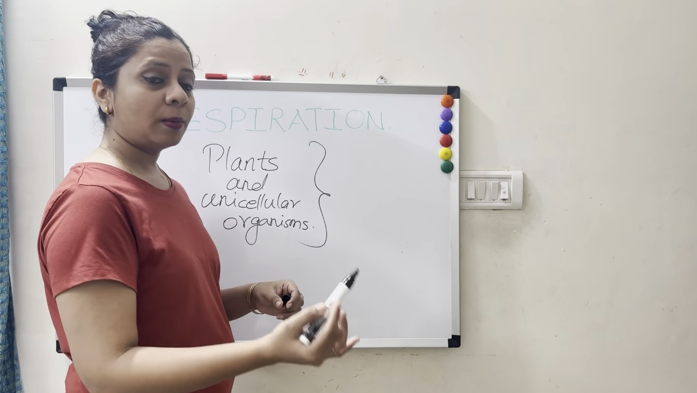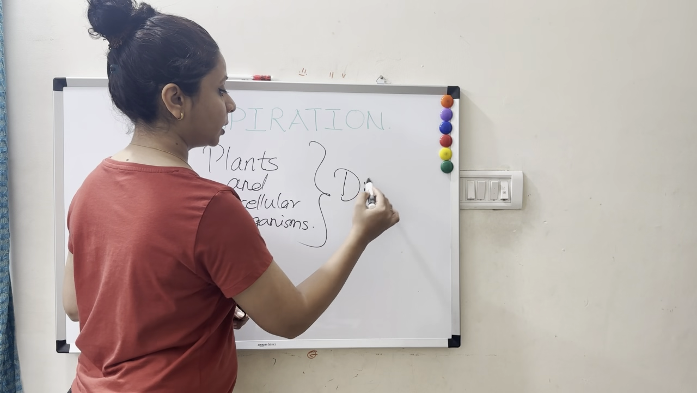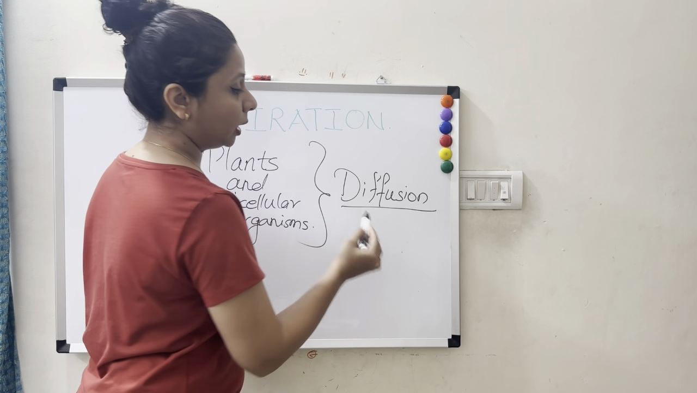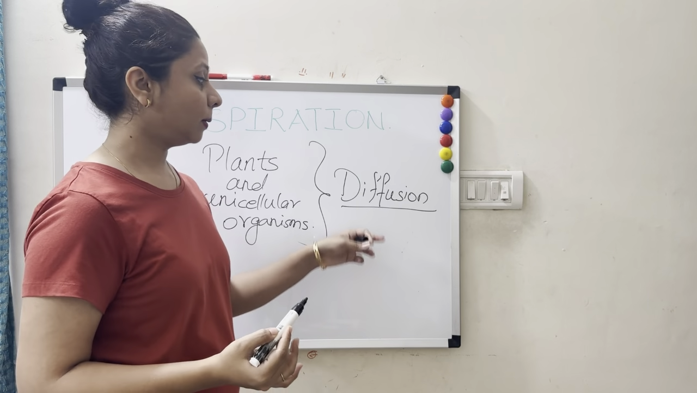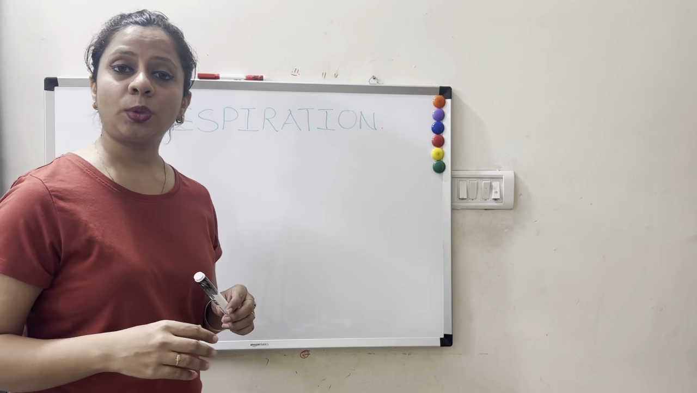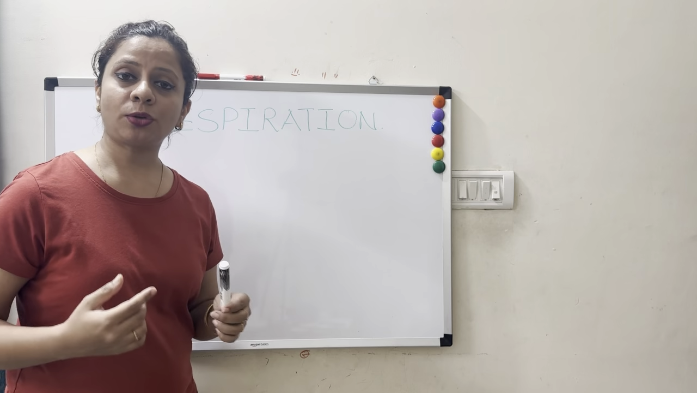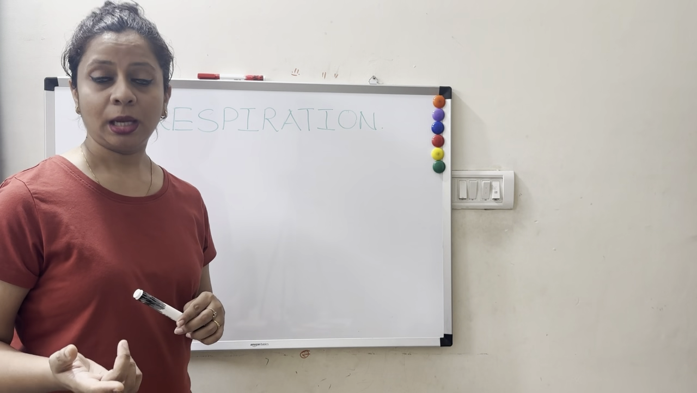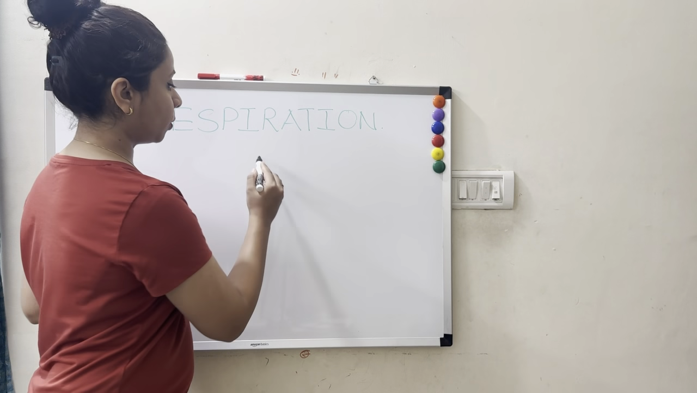It is taking in by the process called as diffusion. They are taking in oxygen by diffusion. Let's see about plants. Plants, we all know there are exchange of gases, that means of carbon dioxide and oxygen. It is taking place through stomata.